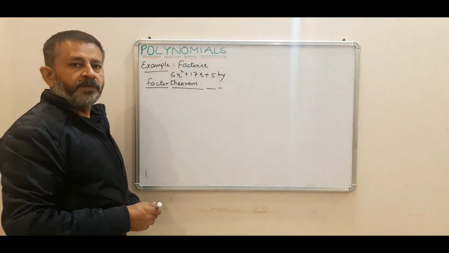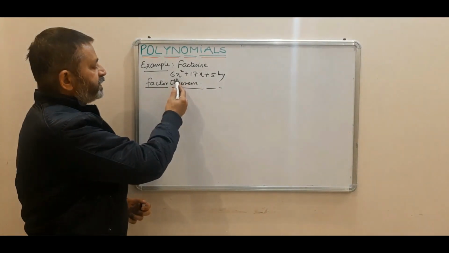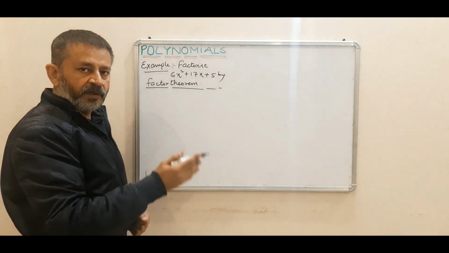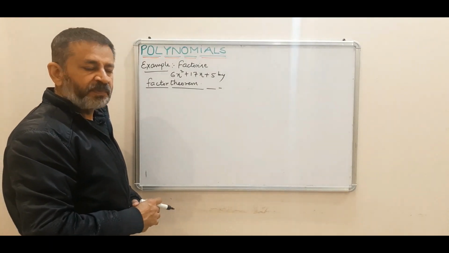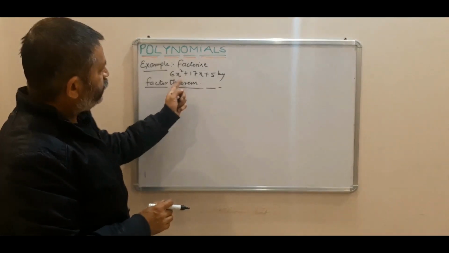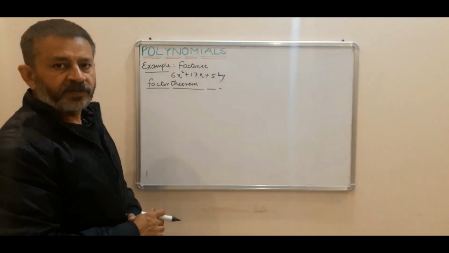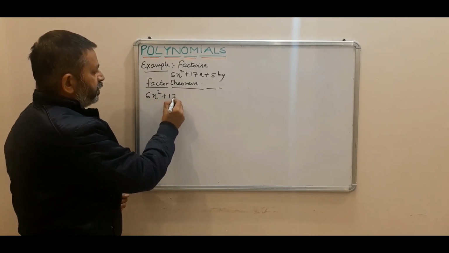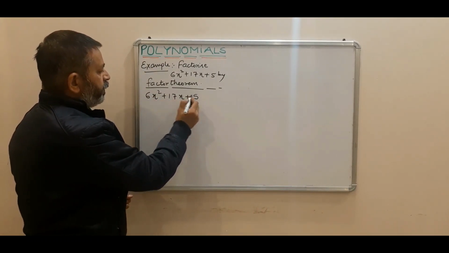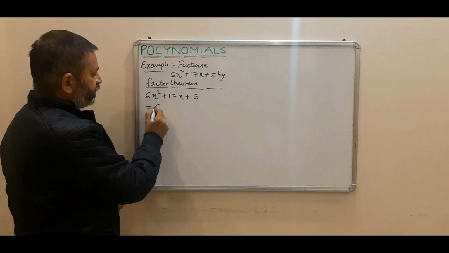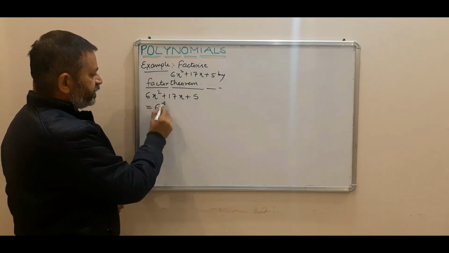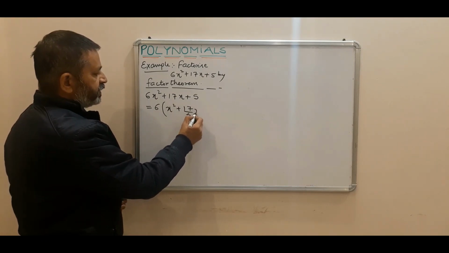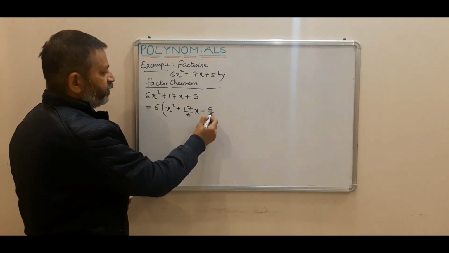Now the same question, factorize 6x square plus 17x plus 5 by factor theorem. Earlier we have done it by using splitting the middle term. Now we'll do the same question by using factor theorem. For that, first of all we'll make this coefficient of x square as 1. For that we need to take this 6 common. It will become x square plus 17 upon 6x plus 5 upon 6.